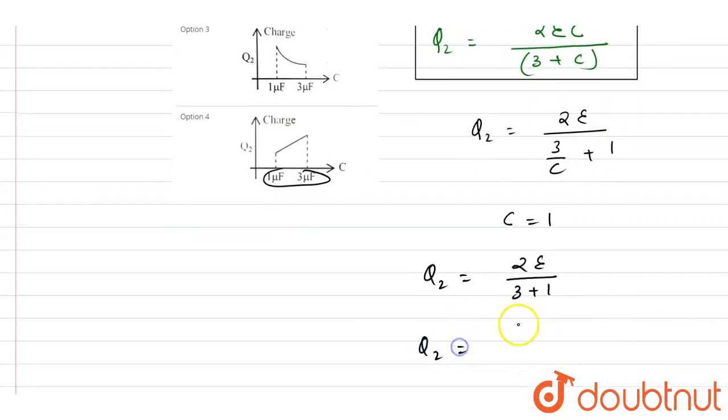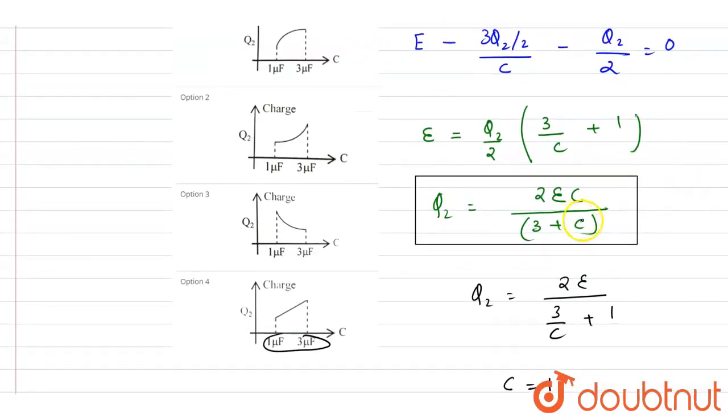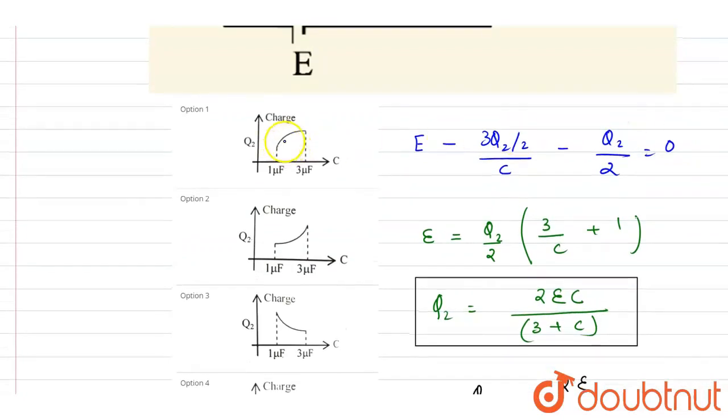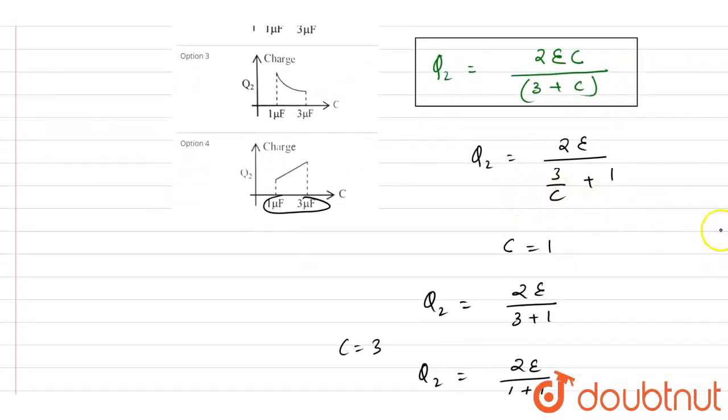Now if you put the value of C equal to 3, it will be equal to this. So gradually, if you see, the denominator is decreased, so Q2 here is increased. So Q2 is increasing gradually, right? And if you see here, the function is increasing, right?